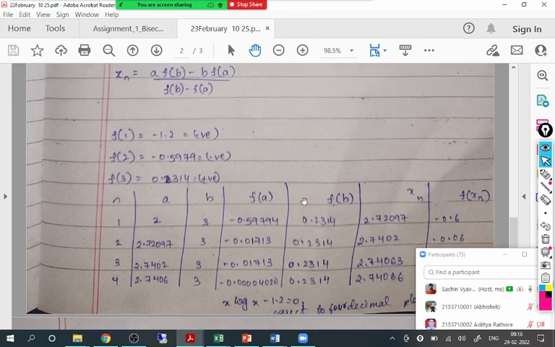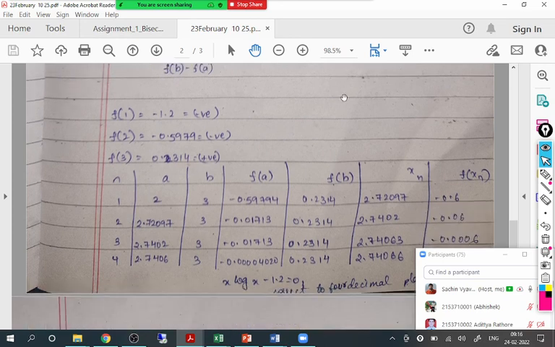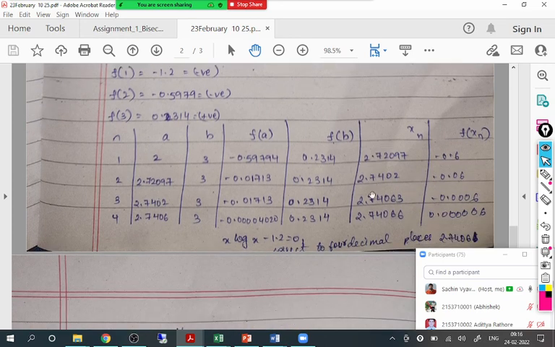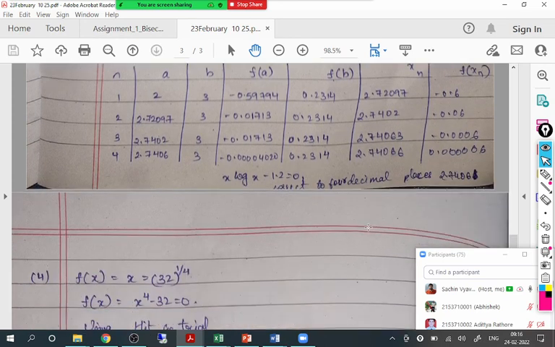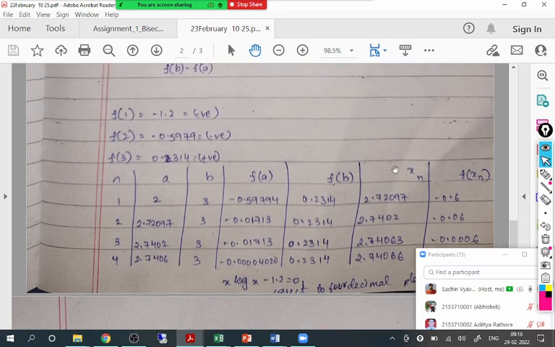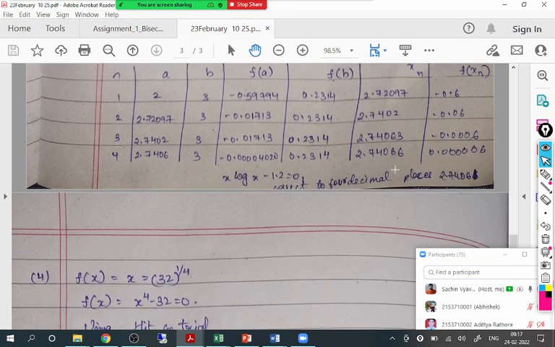And then they use the formula a f of b minus b f of a upon f of b minus f of a. Here you will observe after 4 iterations, the answer comes correct up to 4 decimal places, which is 2.7406. That's correct. Good, very good. And this is the way you should write in the final exam also.